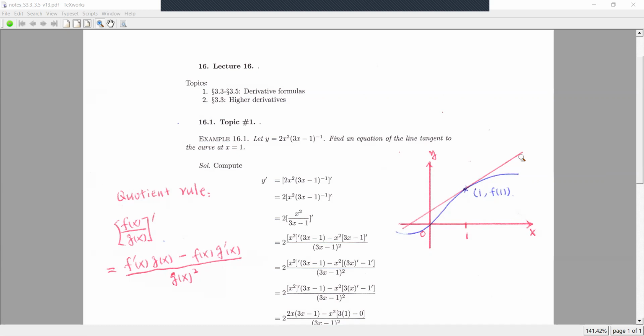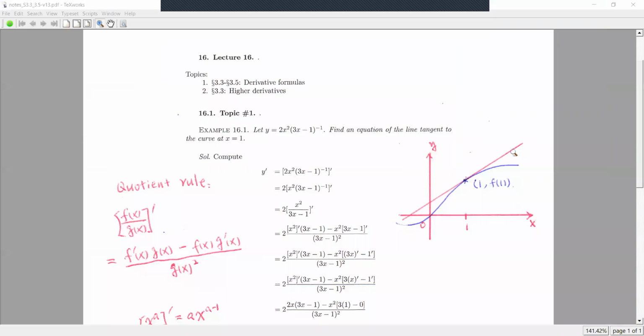By point slope formula, to write down the equation, we need to determine the slope of this tangent line. To find the slope of the tangent line, we compute the derivative of the function, because the derivative is the slope of a tangent line. Take the derivative of the function. Move the constant 2 outside the derivative. Then we have this equation.